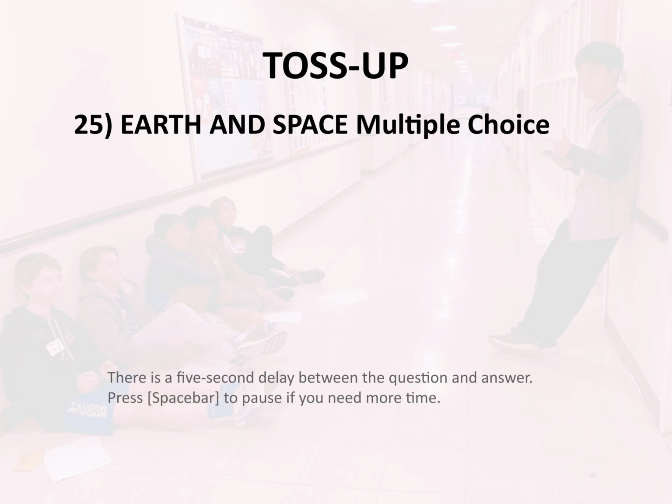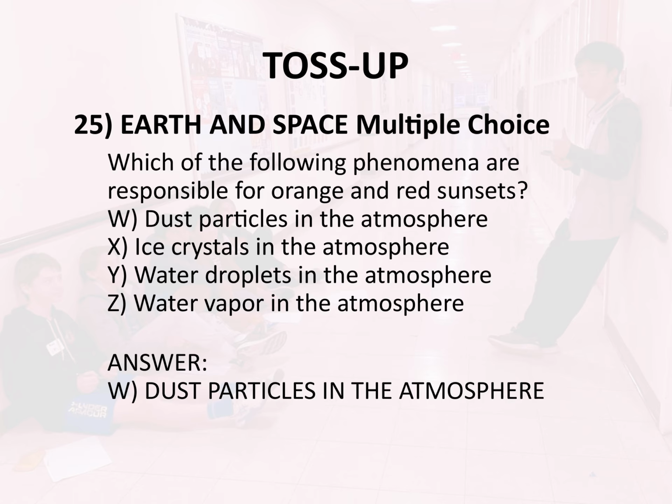Toss-up, 25. Earth and space multiple choice. Which of the following phenomena are responsible for orange and red sunsets? W. Dust particles in the atmosphere. X. Ice crystals in the atmosphere. Y. Water droplets in the atmosphere. Z. Water vapor in the atmosphere. Answer. W. Dust particles in the atmosphere.